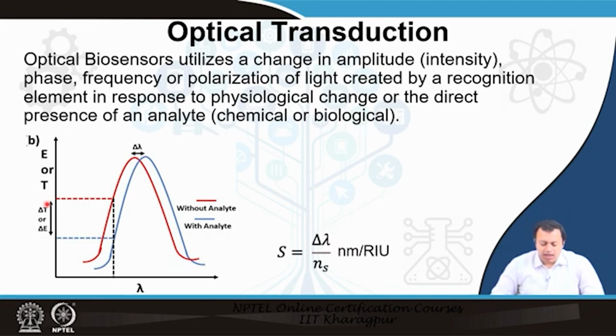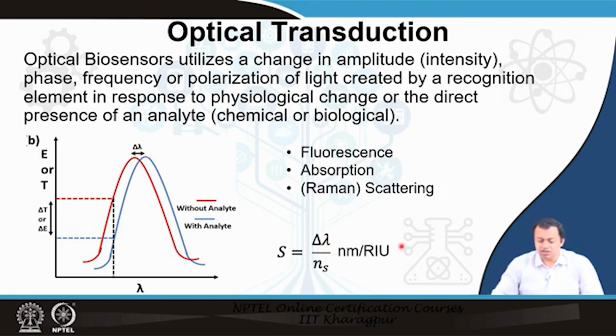How much this lambda will shift with respect to change in refractive index. Previously, the refractive index was 1, now you have put an analyte with a refractive index say 1.4, 1.5. So, it is 1.4 minus 1, that is 0.4 or 0.5, and delta lambda is this shift, which gives rise to the sensitivity. The major changes that we expect are fluorescence.